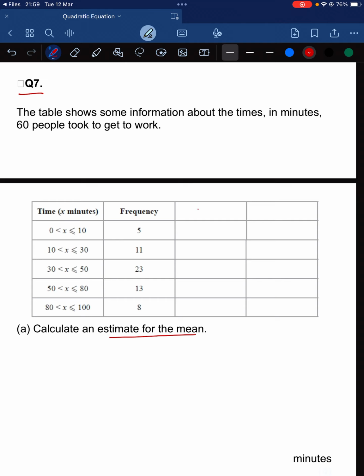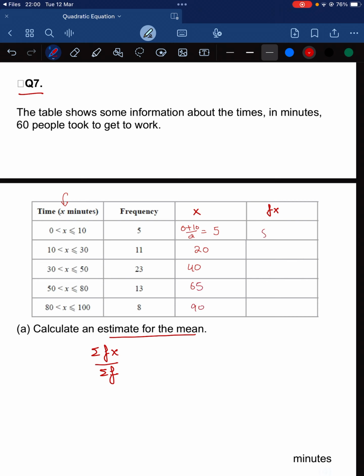We first need to calculate x, and then find fx, sigma fx over sigma f. That is the formula of the mean. We can easily do it. x is basically the middle value of the time, so that is 0 plus 10 over 2, which is 5. This is 20. 30 plus 50 over 2 is 40. 50 plus 80 over 2 is 65, and then it's 90.